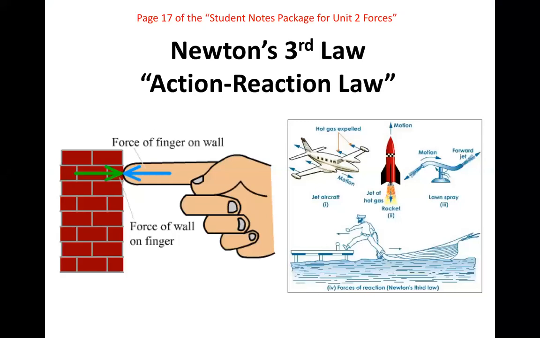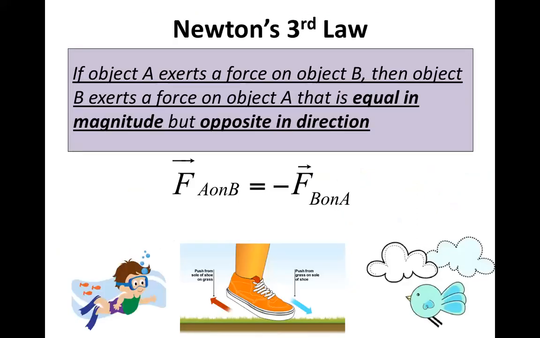incorporates a lot of different concepts up until now, up to Newton's second law, let's talk about Newton's third law. The nickname of Newton's third law is the action-reaction law. If you're following along with our student notes package, it's on page 17. Newton's third law states that if object A exerts a force on object B, then object B exerts a force on object A that is equal in magnitude but opposite in direction. Mathematically, we can say F of A on B equals negative F of B on A.